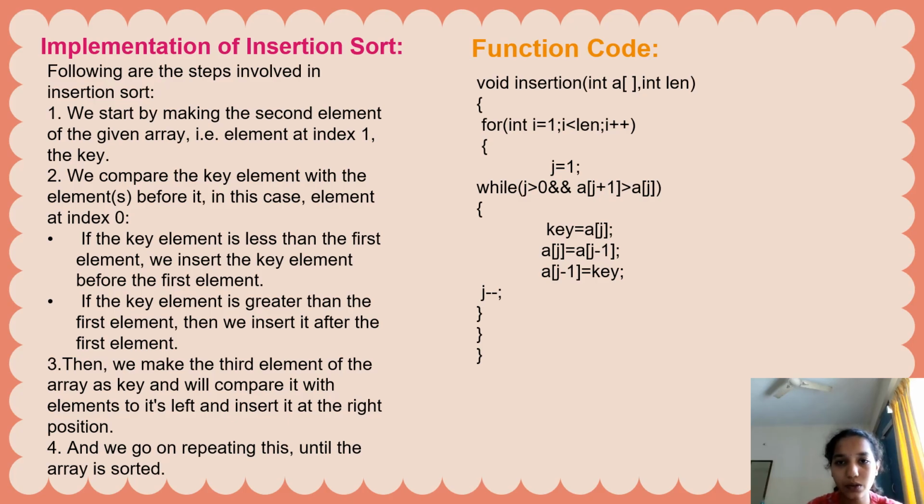Here is the function code. Void insertion, we insert int a and int length. For int i is equal to 1, i is less than length, i plus plus, j is equal to i. We give while conditions such as j is greater than 0 and a of j plus 1 is greater than a of j. Key is equal to a of j, a of j is equal to a of j minus 1, a of j minus 1 is equal to key, j minus minus.